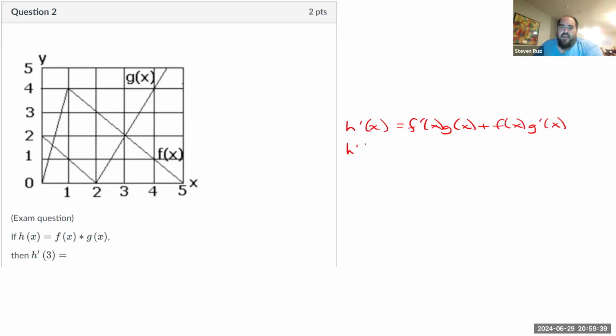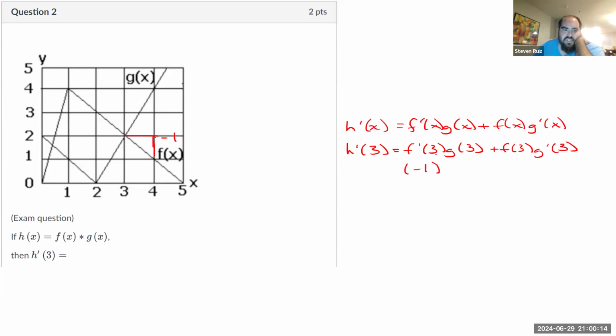But I want to evaluate that at x equals 3. So f prime of 3 times g of 3 plus f of 3 g prime of 3. So we need these 4 pieces of information to evaluate the derivative. So what is f prime of 3? I wanted the slope of the graph at x equals 3. So that's going to come from this right here. So it looks like the slope is negative 1.